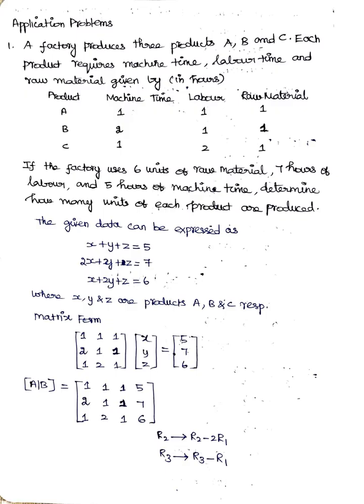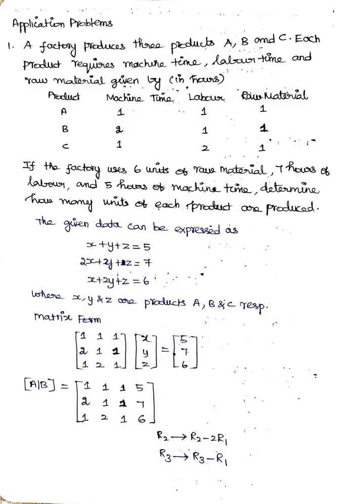This problem belongs to a factory that produces products. We have products A, B, C, and we have machine time and raw material. Then form the equations. Given the data, we have three unknown values. We have formed the system of three equations: x plus y plus z is equal to 5, 2x plus y plus z is equal to 7, x plus 2y plus z is equal to 6.